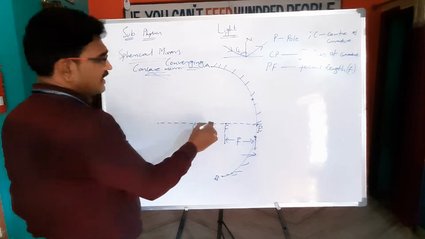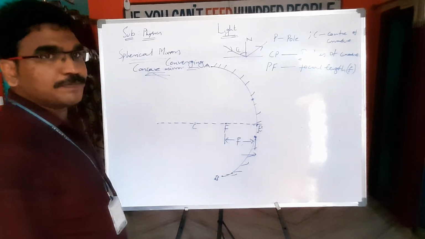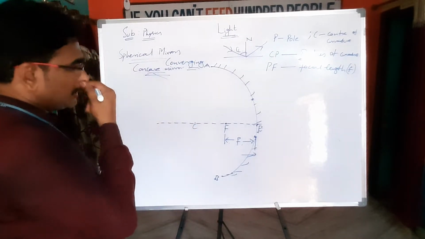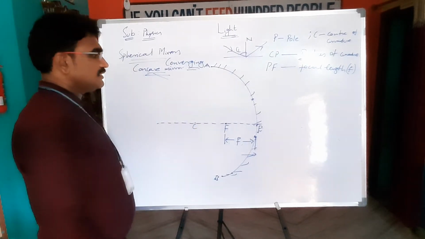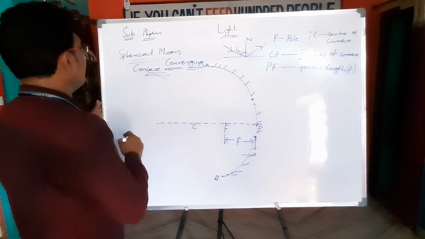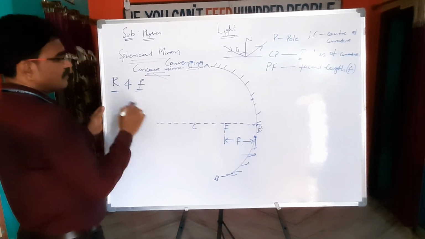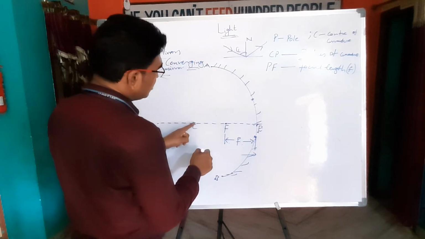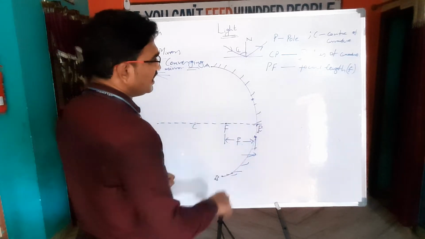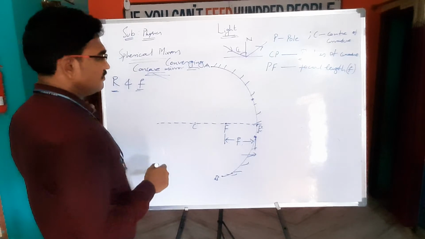And of course, I can say F is the midpoint of C and P. F exactly will be at the midpoint of C and P. This is P and C. Now what I want to discuss is the relation between R and f. What is R? R is nothing but the radius of curvature, the distance from C to P, and focal length is the distance from F to P. There is a relation between them. That relation we will discuss now.